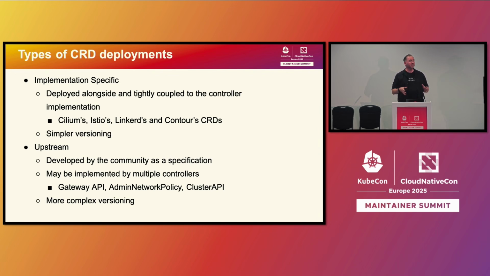Upstream ones only started existing basically 5 years ago when we started Gateway API. There's a few other ones now. I see the admin network policy folk here. Hi. And technically, Cluster API is kind of in this boat as well. But the biggest thing here is that all of these are developed by the community as a specification rather than the controller necessarily being included. That does make versioning significantly more complex, and that's what I wanted to talk about.